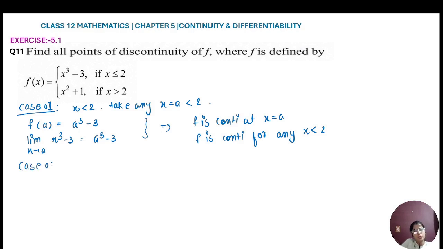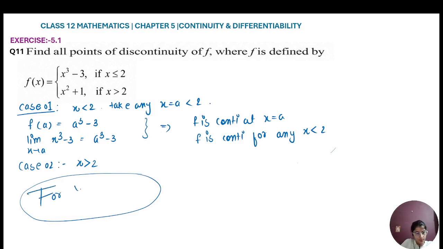What will be case 2 here? When our x is greater than 2, we have to do the same thing. Just take an arbitrary b, check its function value, check its limit value. If they are the same, then you will find that the function is continuous at that point b, and as b is arbitrary, this whole same procedure you have to do in this case. I will leave this for you. This is just for you guys.